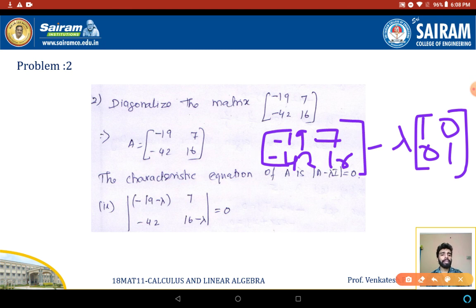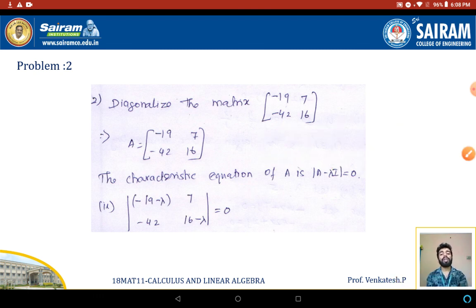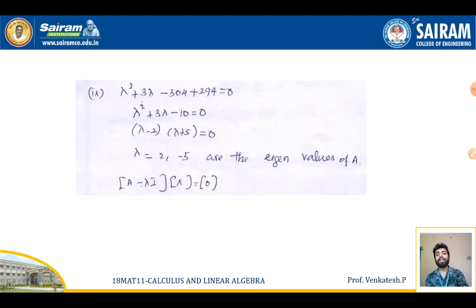So I'll be getting what? Minus 19 minus lambda, 7, minus 42, 16 minus lambda, I will be getting, right? So now I'm going to apply the determinant for A minus lambda I to make a characteristic equation. So after that I'll be getting the determinant of minus 19 minus lambda, 7, minus 42, 16 minus lambda, equal to 0. Expanding this determinant, the equation will be of the form lambda square plus 3 lambda minus 304 plus 294 is equal to 0.